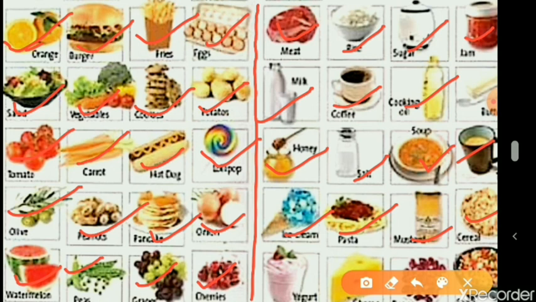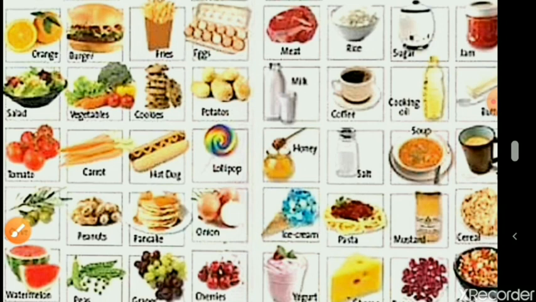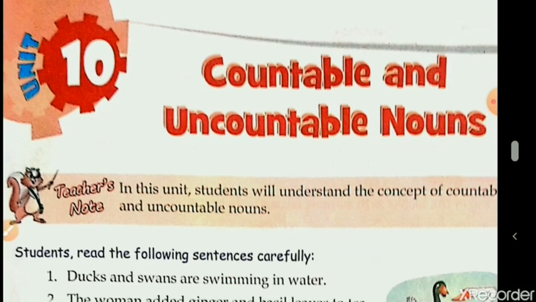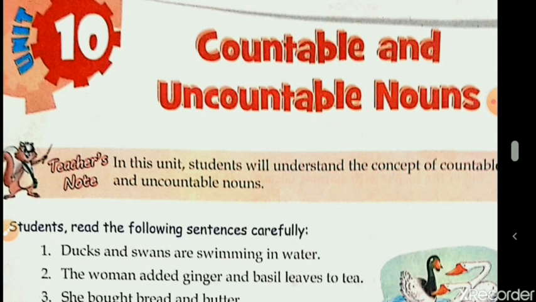So all the things on the left side of the picture are countable, which can be counted. And all the nouns on the right side are uncountable because we cannot count them. So I hope students now the concept of countable and uncountable nouns is clear to you. Now let's move further. Now turn to page number 37. We'll be starting with Unit 10, Countable and Uncountable Nouns.